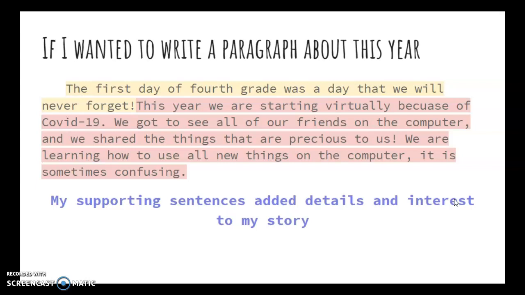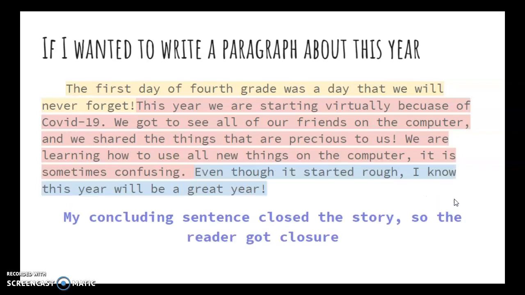So all my supporting sentences did was they kind of explained why this is such a memorable year. So that's why they're called supporting sentences. They support the topic. My concluding sentence: even though it started rough, I know this year will be a great year. And it gives the reader closure.